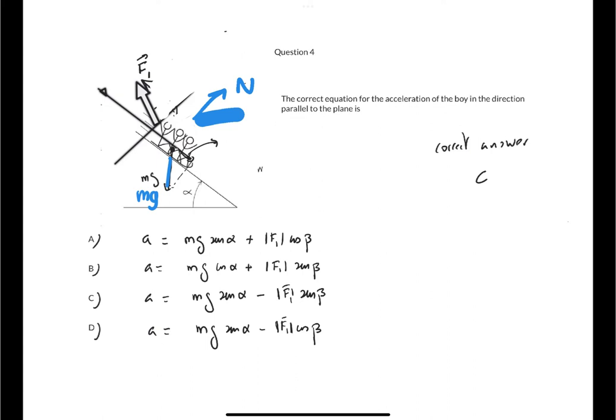So whatever is coming this way is mg cosine of theta, and whatever's coming this way is mg sine of theta. So the same would apply for up here.